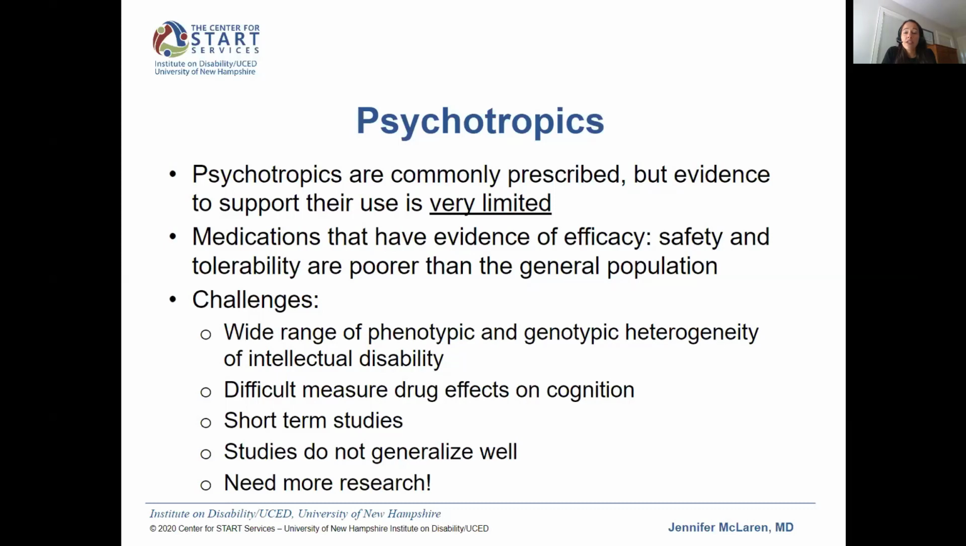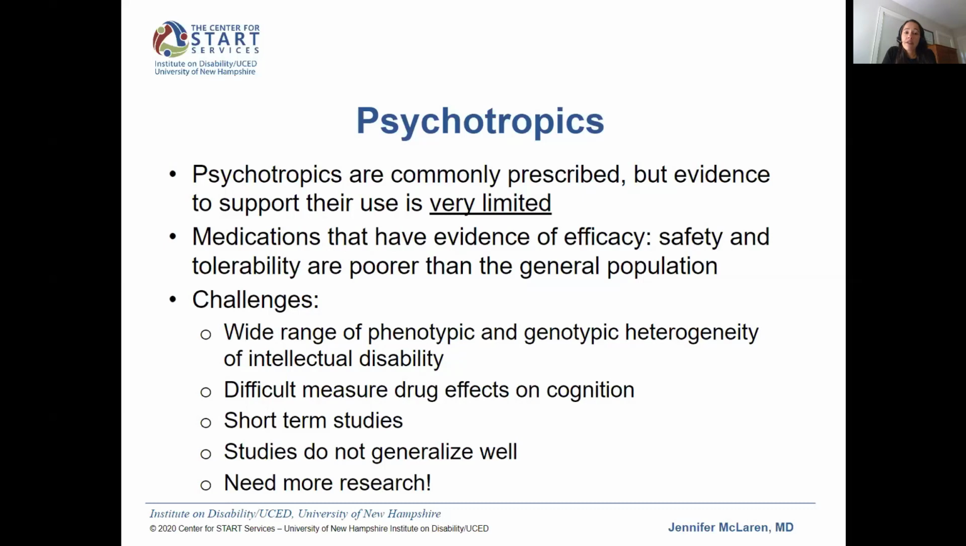The medications that do have evidence in terms of their safety and tolerability are poorer for people with IDD than the general population. For example, when we look at stimulants for children with autism who have co-occurring ADHD, about 18% of children who are treated with a stimulant who have ASD have an increase in irritability compared to like 2% of typically developing children.